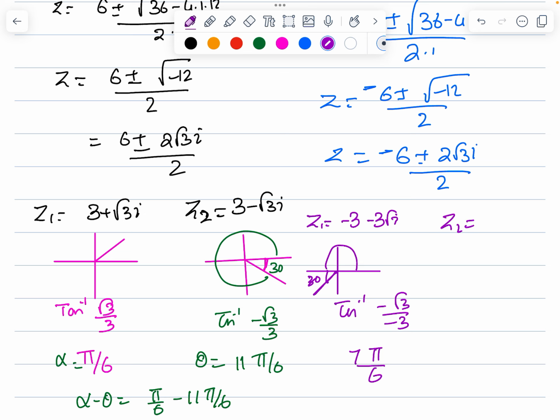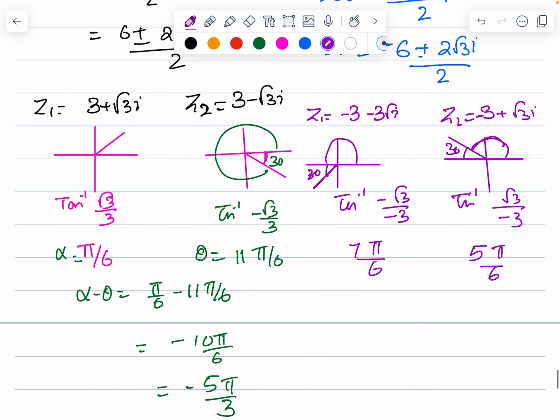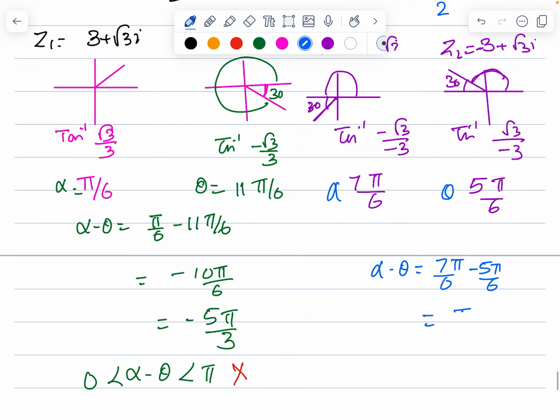Whereas z2 will be equal to minus 3 plus root 3i. X is negative, y is positive. So I'm going to take it out over here. This angle is 30 degrees. So this particular angle, tan inverse of root 3 by negative 3, which is 150, 5 pi by 6. So this is alpha, this is theta. So alpha minus theta is 7 pi by 6 minus 5 pi by 6, which is pi by 3.